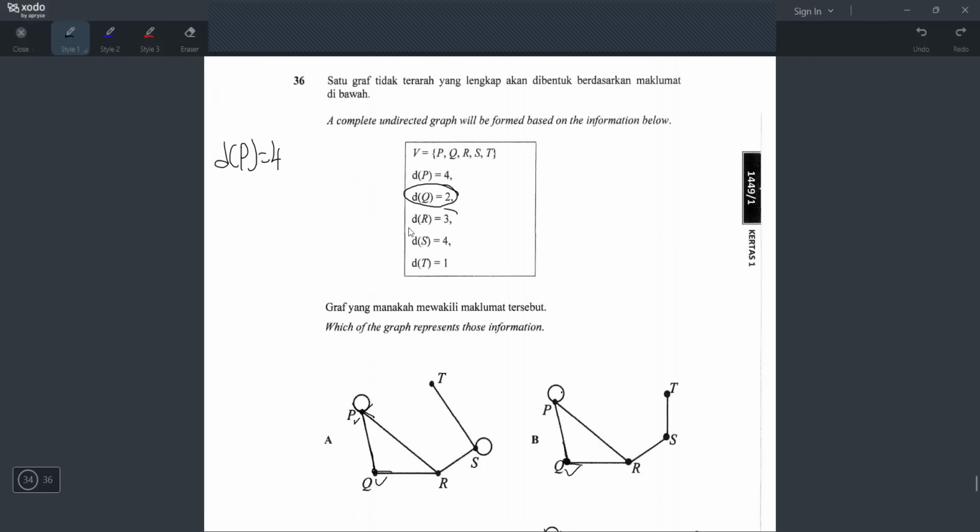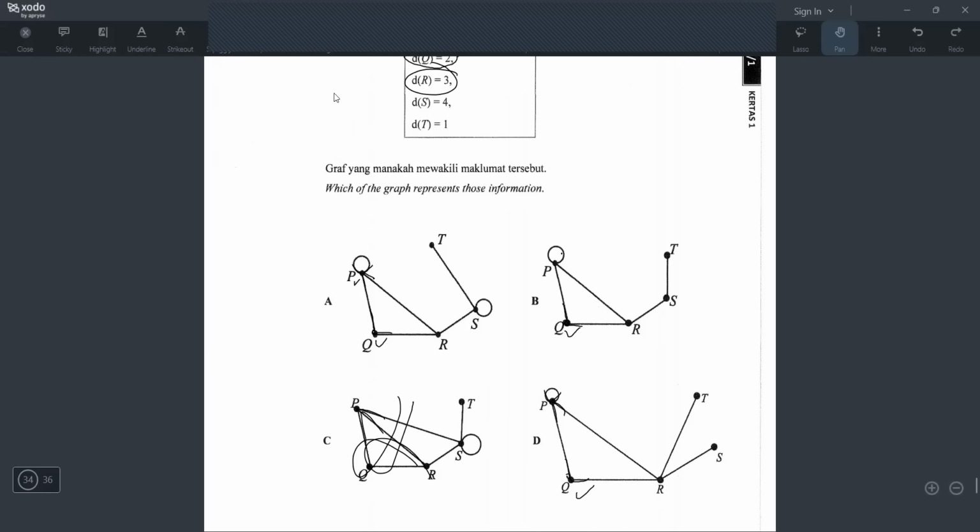Next one is degree of R is 3. Let's check. Degree of R is 3. Is it true here? R, 3 lines passing through R. 1, 2, 3. Yep, correct. What about here? R, 3 also. Yes. R, 1, 2, 3, 4. Okay, this one is wrong already. So it's either A or B.